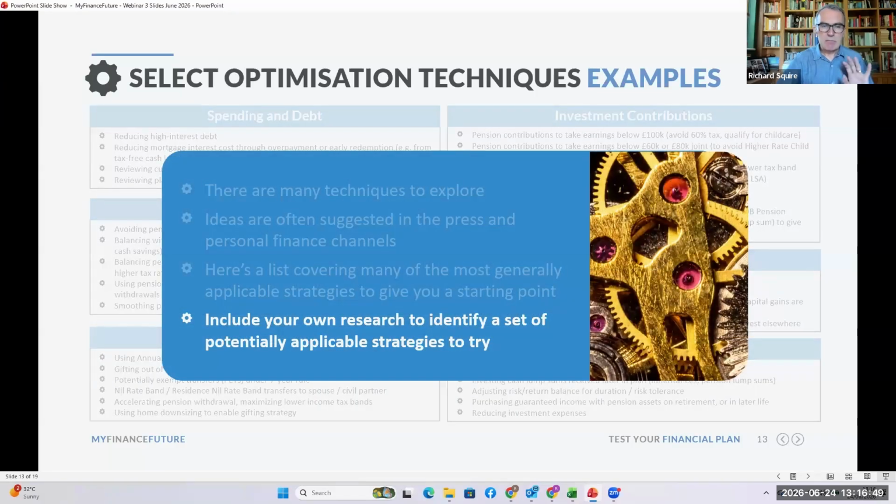But as I say, don't just rely on our list. Do your own research. Actually, the AI tools available are pretty good at giving suggestions, so you can use those as well. If you describe your scenario and ask for suggestions, they may give you some things you can try out. But do your own research. It's definitely worthwhile.